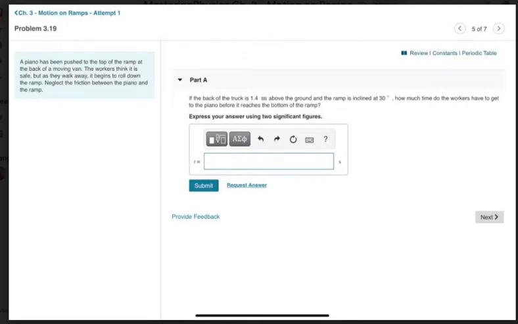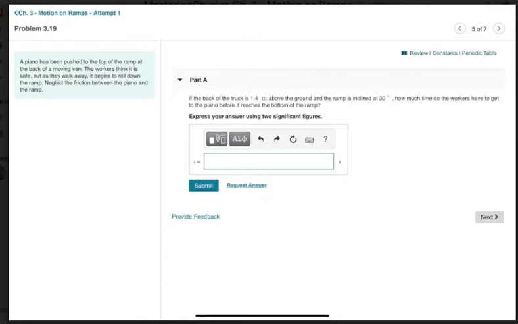The question we have here says that a piano has been pushed to the top of the ramp at the back of a moving van. The workers think it is safe, but as they walk away, it begins to roll down. Uh-oh! It rolls down the ramp. Neglect friction between the piano and the ramp.